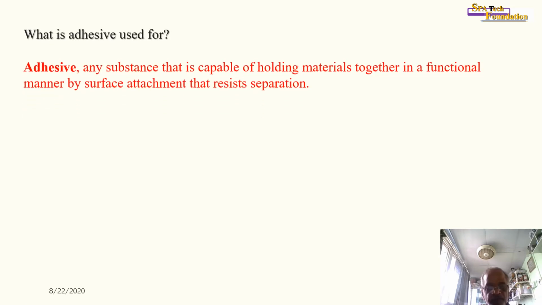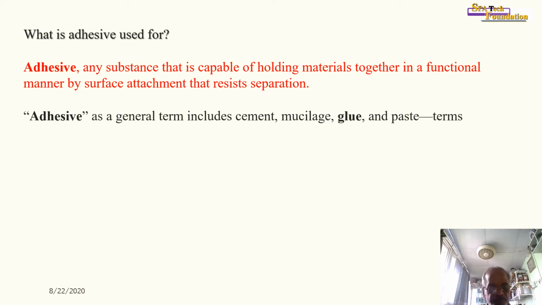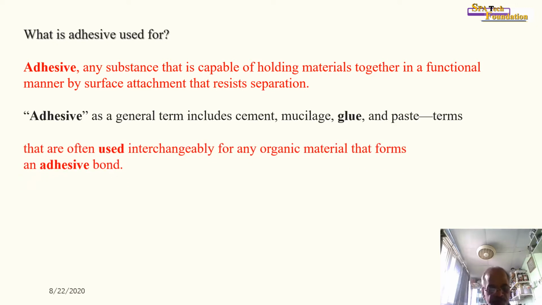What is adhesive used for? An adhesive is a substance that is capable of holding materials together in a functional manner by surface attachment that resists separation. Adhesive as a general term includes cement, glue, paste, etc. Terms that are often used interchangeably for an organic material that forms an adhesive bond.